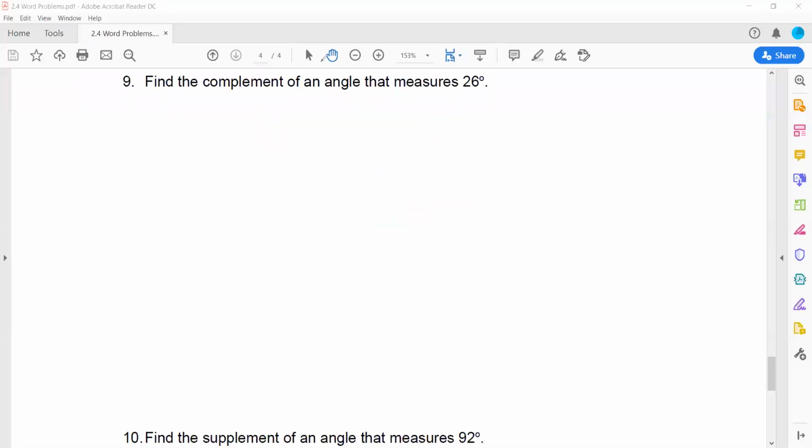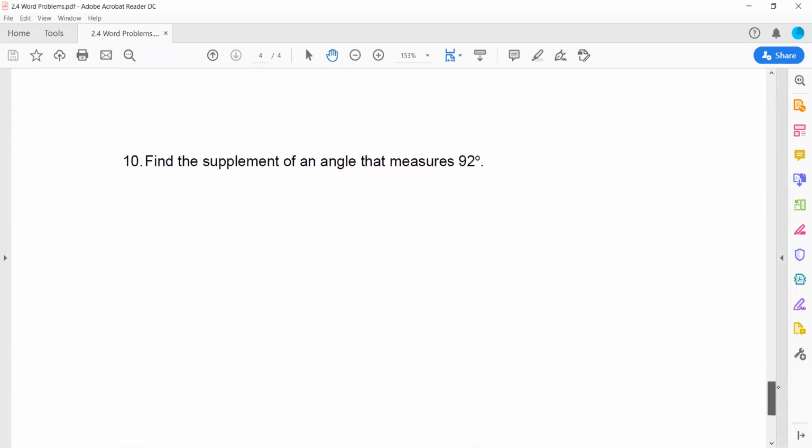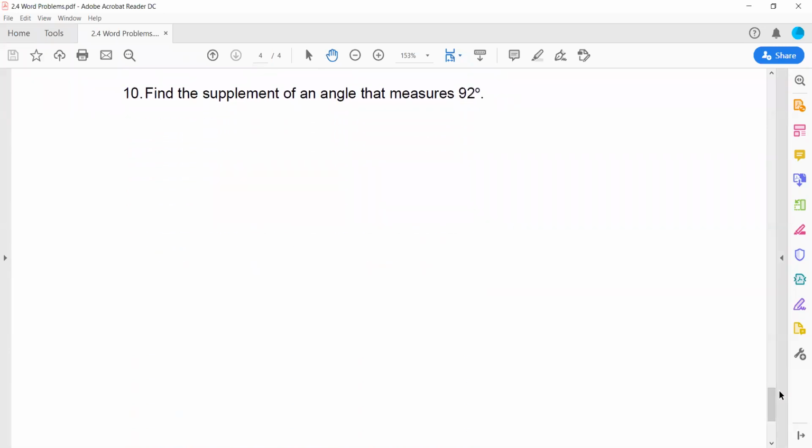All right, so then the last one here is going to be really similar to that, but we're going to talk about supplements. So the supplement, remember, means that they add to 180. And so 180 is a straight line. And we know that one of the angles is 92 degrees. And so our missing angle is X. If you don't want to do it by drawing it out, this is the same thing with the last one. You can always say that X equals the supplement because that's what we're looking for.